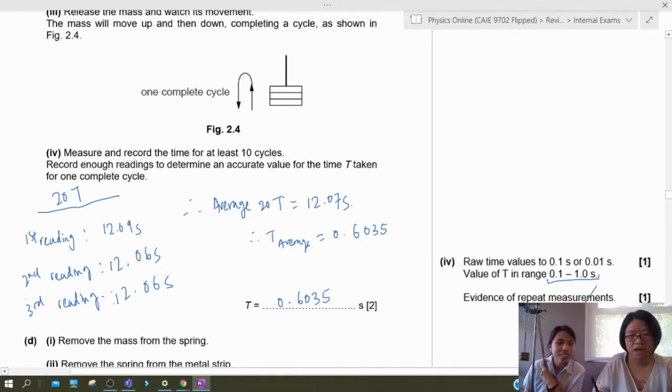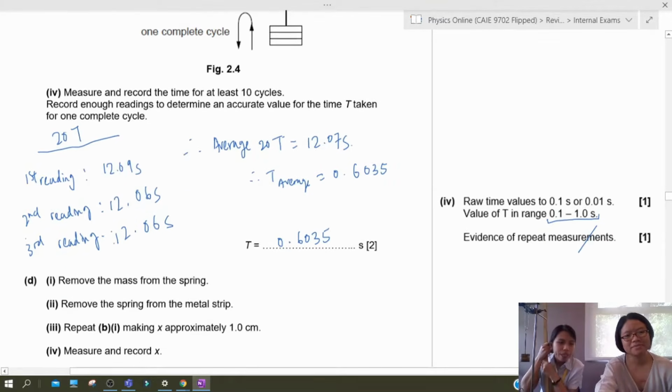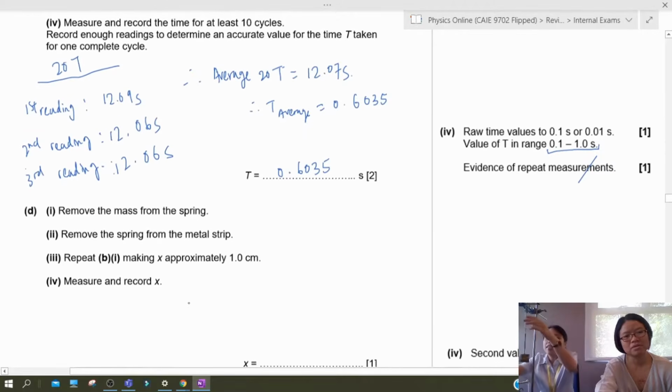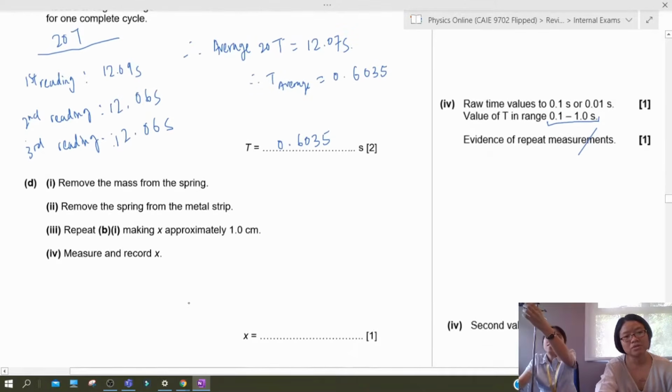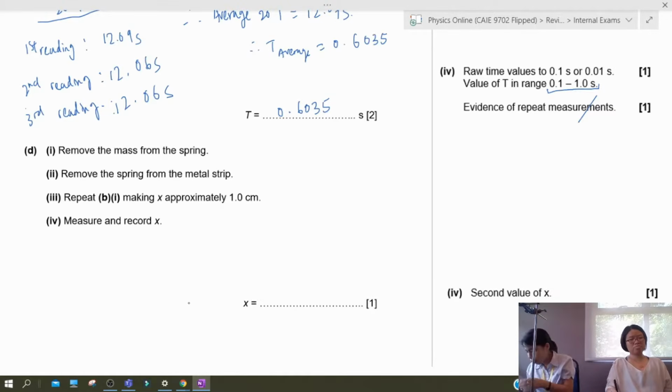Yay. Evidence of repeated measurement. Then we show that, so clear, 20T. Okay. Now remove the mass from the spring. Now it has to be 1 cm instead of 1.5, 1.6. So we measure roughly. Come, I do this one for you. Just now you measured until so long, I wait until 1 cm is roughly here.